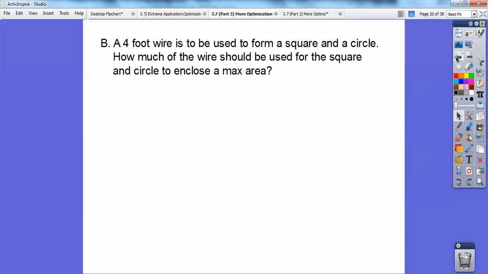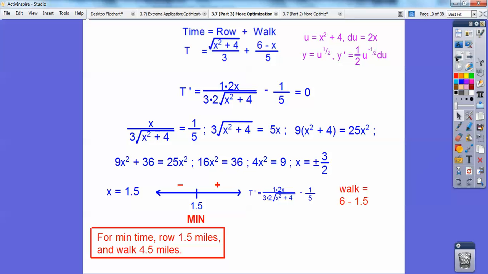So he's going to row 1.5 miles, and he's going to walk 4.5 miles. Or he's going to row downstream 1.5 miles. X equals 1.5 miles. For row time, actually, this should be a little bit off. The row distance is the square root of this guy squared plus 4. So this is wrong right here. It should be row is the square root of 1.5 squared plus 4.